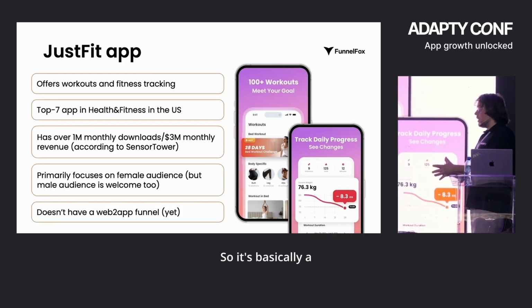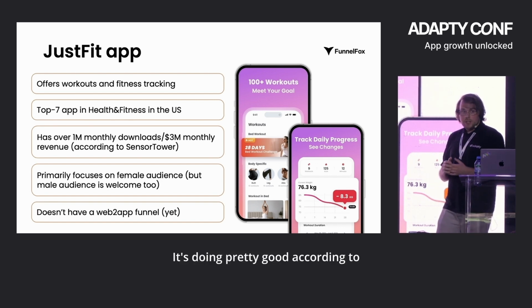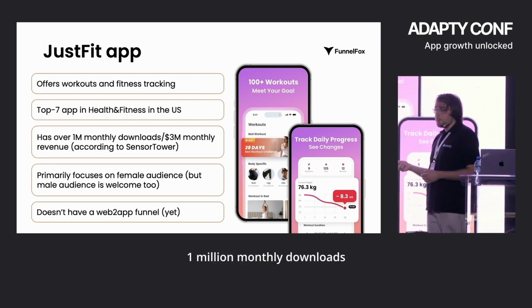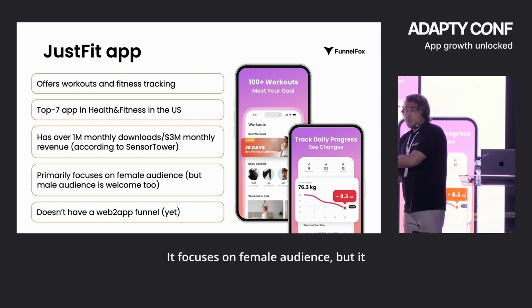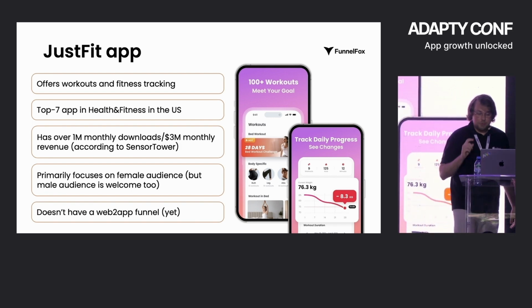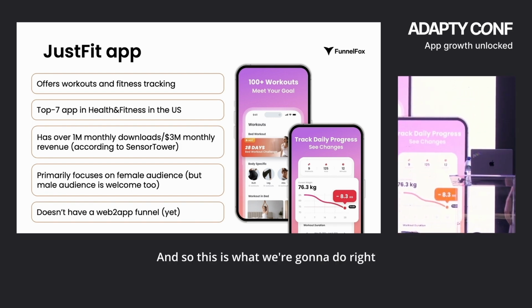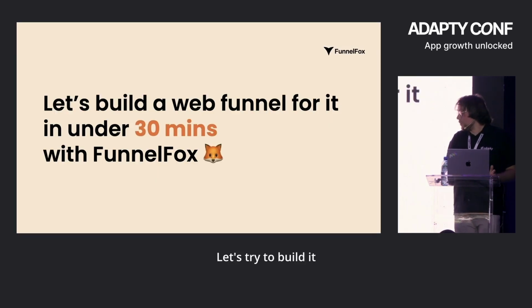It's basically a workout and fitness tracking app. Like I said, it's top 7. It's doing pretty good according to Sensor Tower. It has over 1 million monthly downloads and over 3 million monthly revenue. It focuses on a female audience, but it also has a male audience as well. But most importantly, it doesn't have a web-to-app funnel yet. And so this is what we're going to do right now in front of you. Let's try to build it in under 30 minutes.